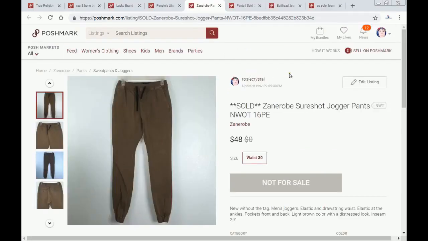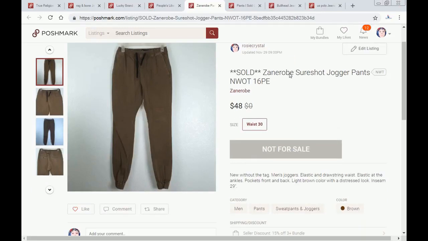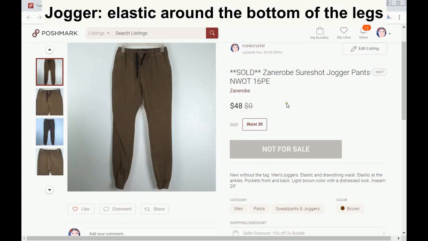This one is considered a jogger. Now this isn't really a pair of jeans, but I couldn't find an example of a pair of jeans in a jogger style that I have sold or that I have for sale. So I'm going to use this just as an example. Imagine these in denim. Sometimes they have the regular waistband with the button and the zipper. What makes it a jogger is the elastic along the bottom of the leg.